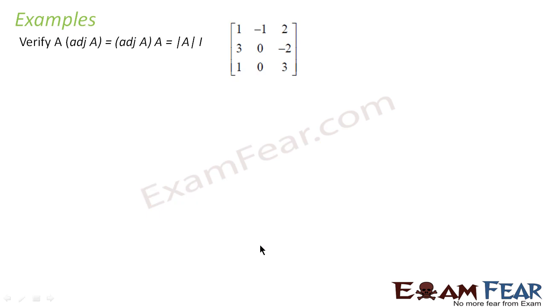Let's take one more example. This is similar to the last example. The only thing is, instead of 2 cross 2, it is 3 cross 3 matrix. It is all the more lengthy actually. So here also what we have to do, first we have to find this mod determinant A, and that if you find, it will come out to be 1 into 0 minus 0, that is 0, plus 1 into 9 plus 2, 11, plus 2 into 0 minus 0, 0. That is 11.